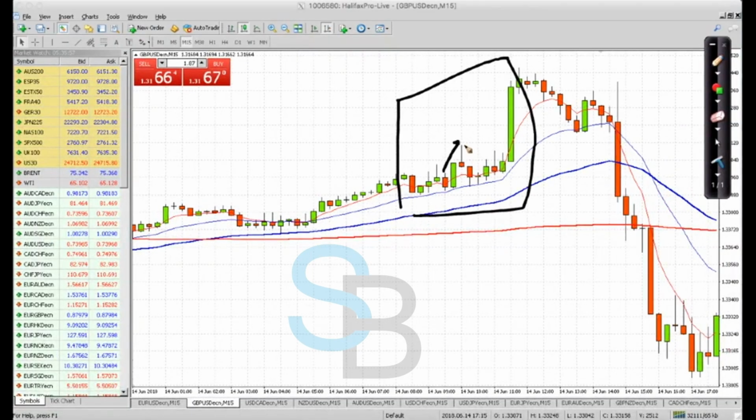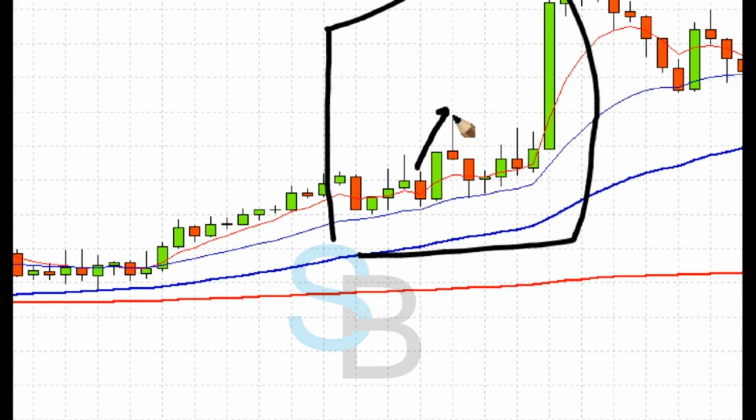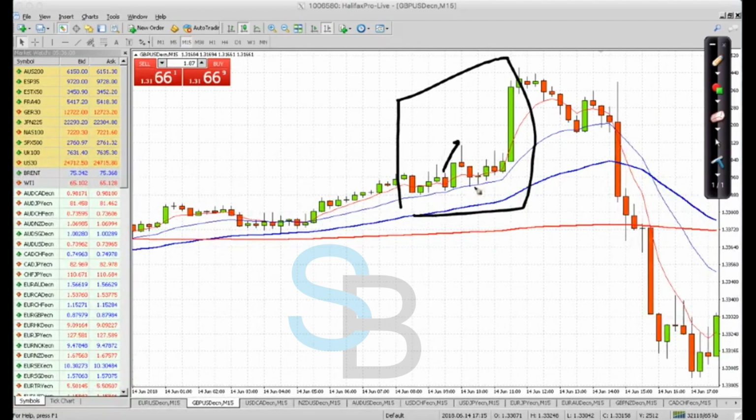In fact, this only has one corrective candle. And within one corrective candle, it's gone back to the 18. So this is a potential entry. So I'll put my buy order over here and my stop loss over there.